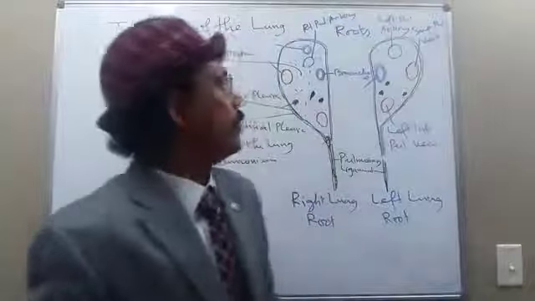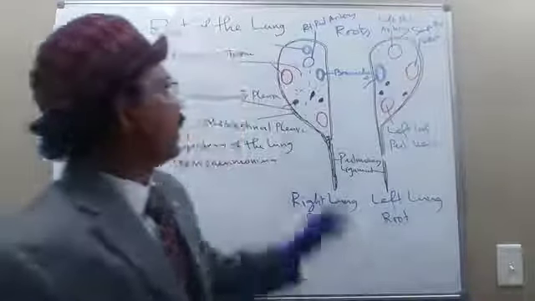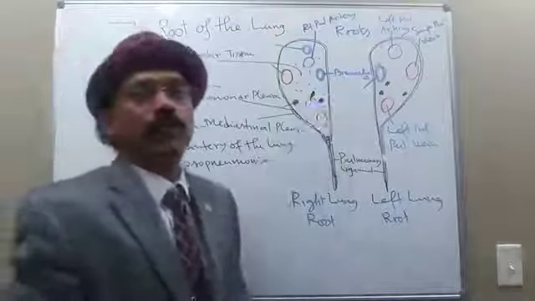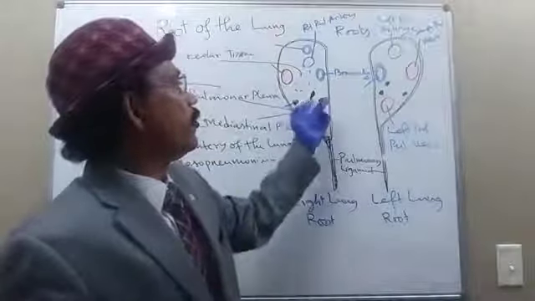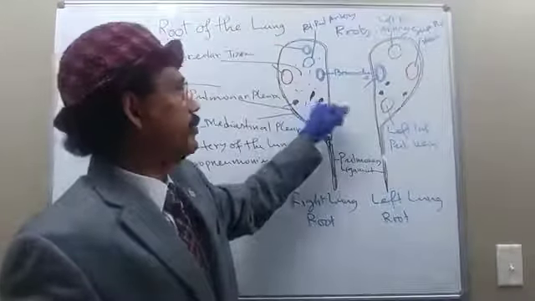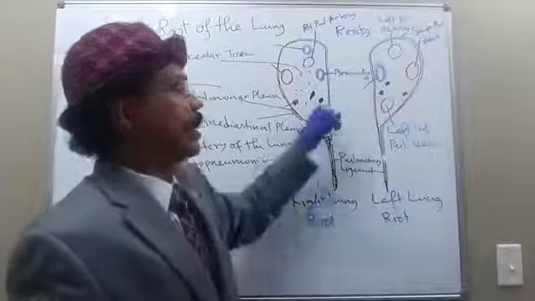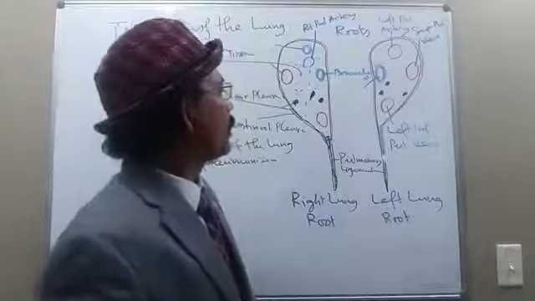What is the significance of the root of the lung? A lot of structure goes in and out, and hilar lymph node may be enlarged in case of lung cancer, in case of tuberculosis. Even in a smoker, it may be large. A person working in the coal mine, it will be large. And it will be dark color because it may contain a lot of carbon particle.